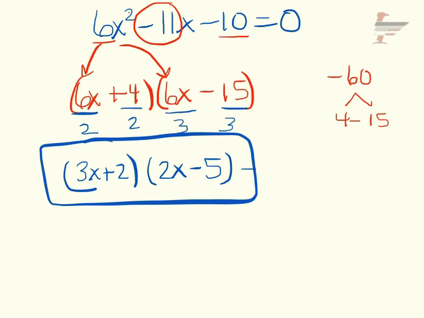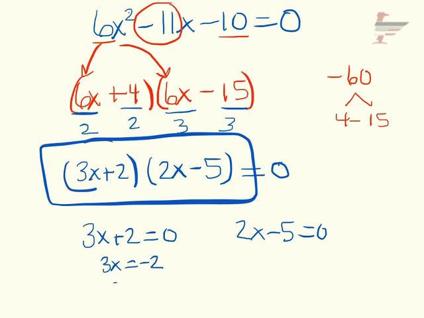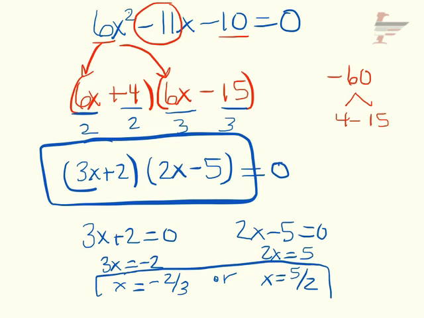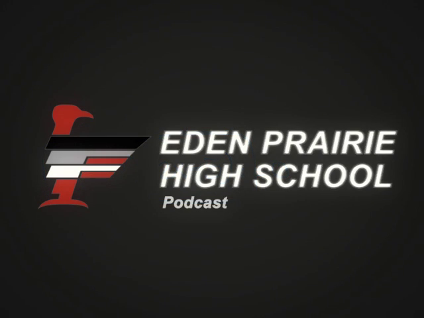You know what though? I didn't mean to box this in. We wanted to solve these. So 3x plus 2 equals 0 and 2x minus 5 equals 0. So subtract 2, so x is going to equal negative 2/3, or add 5 and divide by 2. So there's the answer I wanted to box in.